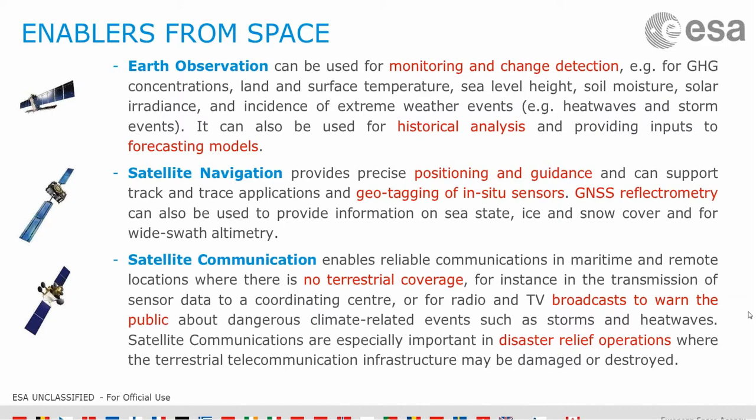And satellite communications, of course, where there's no terrestrial coverage and it's the only means of communication, but also it can be used for radio and TV broadcasts to warn the public about dangerous climate-related events. And where satellite communications also comes into its own is in, for instance, disaster relief operations where the terrestrial communication infrastructure may be damaged or destroyed.